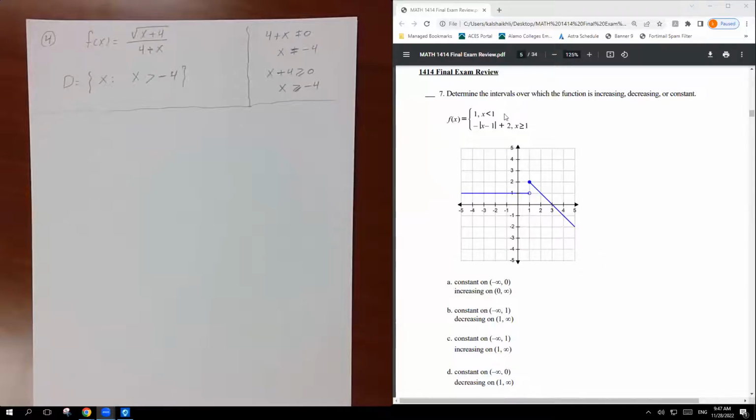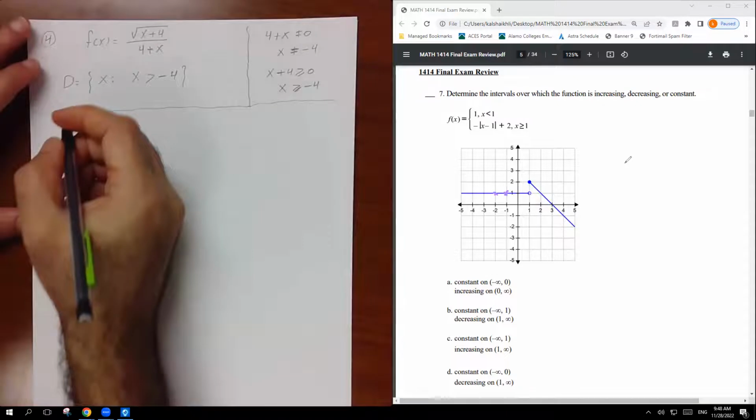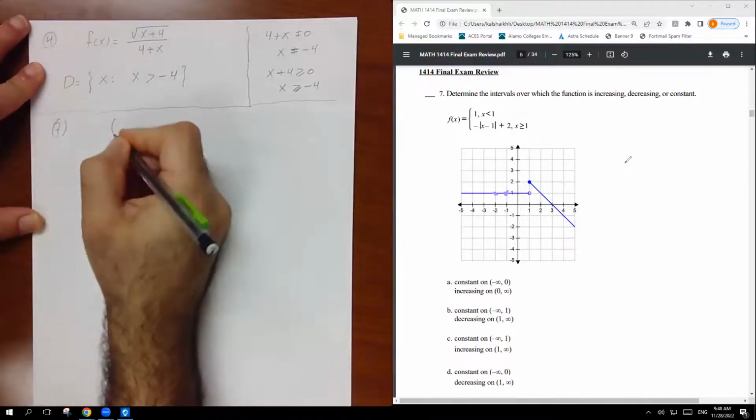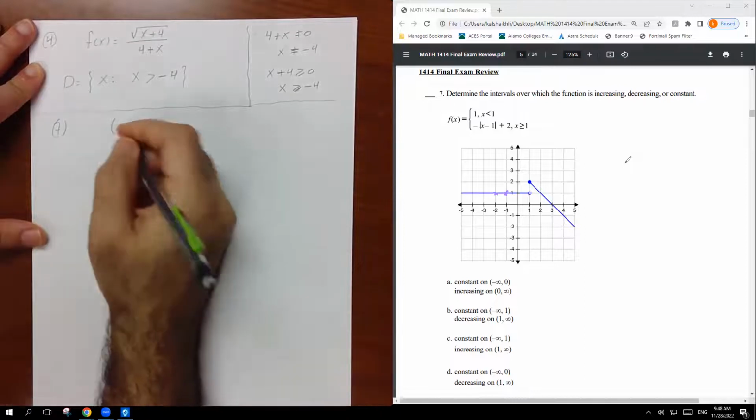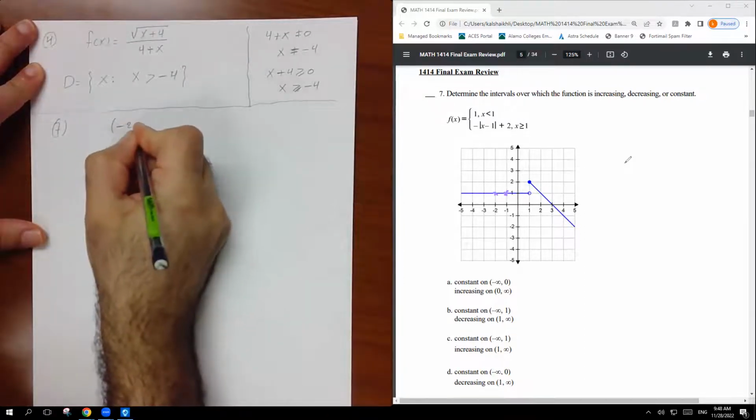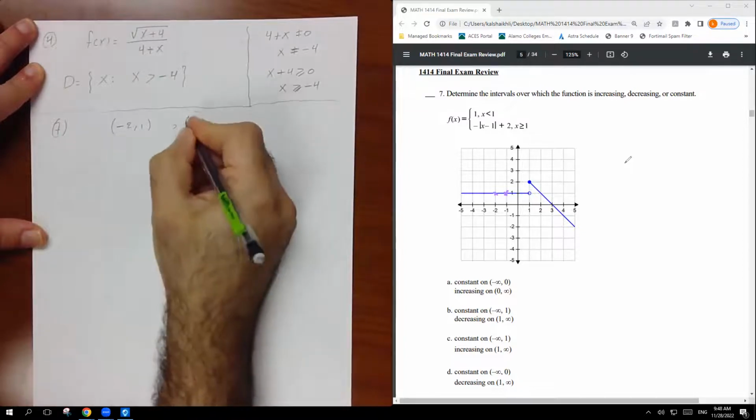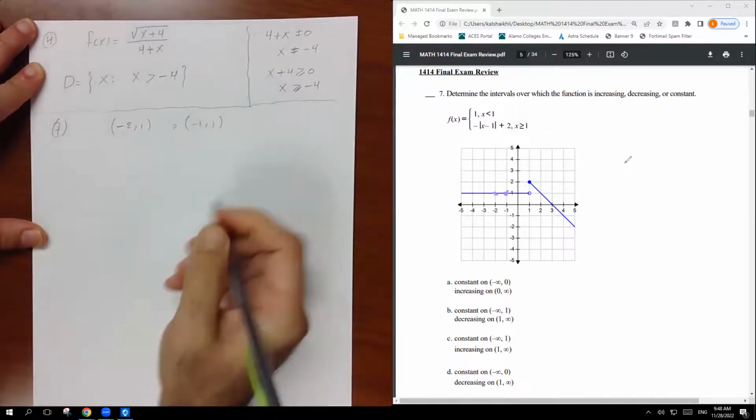For number 7, determine the intervals over which the function is increasing, decreasing, or constant. We have this graph and we need to check if it's increasing, decreasing, or constant. If you look at the first part here, it is constant. Let's prove that. So I'm going to choose 2 points here, any 2 points from the graph. The first one is x is -2 and y is 1. And the second one is x is -1 and y is 1.